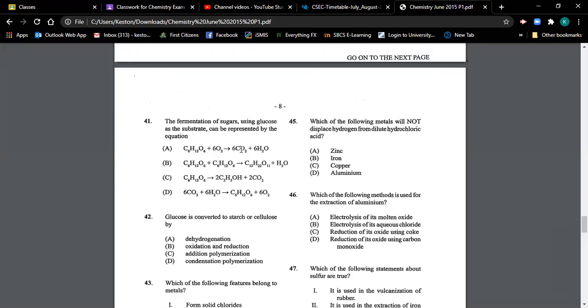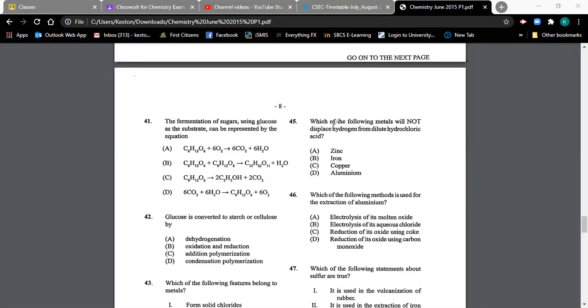Fermentation of sugars using glucose as a substrate can be represented by the equation. What do we get? Fermentation is your key here. And the last couple of questions were on organic. So what are you talking about here? What are we going to get? How do we make alcohol? Yeah, that's right, Jadon. Angostura here. You've got to get sugar.